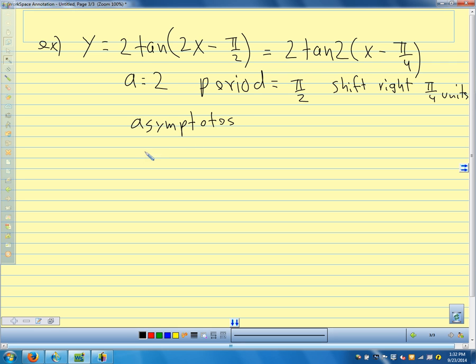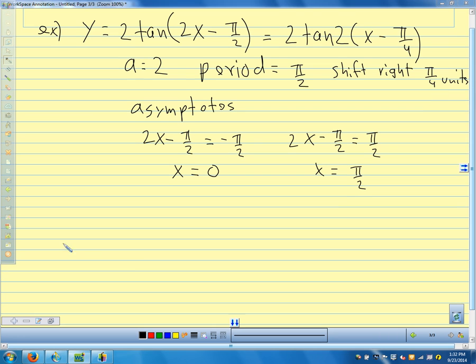We're going to say 2x minus pi over 2 equals negative pi over 2. And I add pi over 2 to both sides, and I get x equals 0. And I'm going to say 2x minus pi over 2 equals positive pi over 2. Add pi over 2 to both sides, so pi over 2 plus pi over 2 is pi, and then I divide by 2, so I get x equals pi over 2. And now we're ready to sketch.